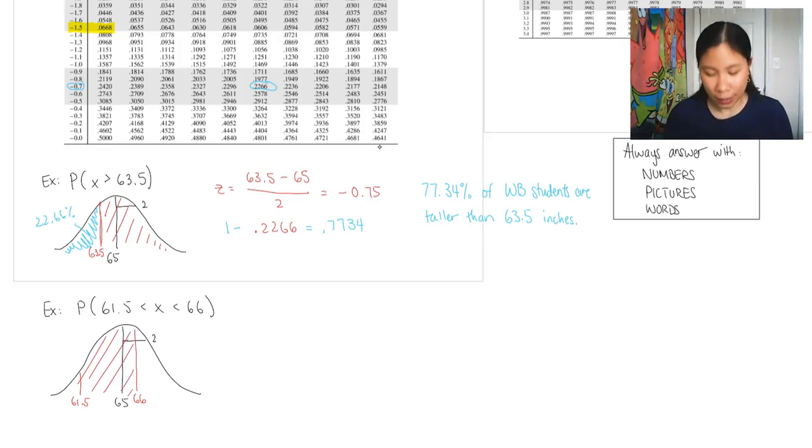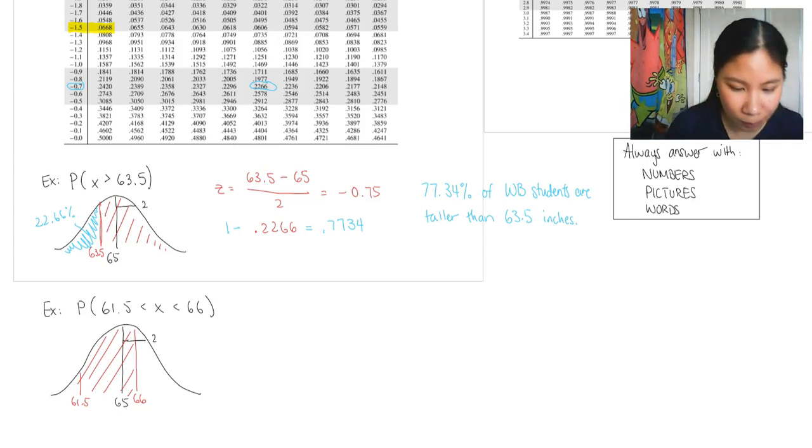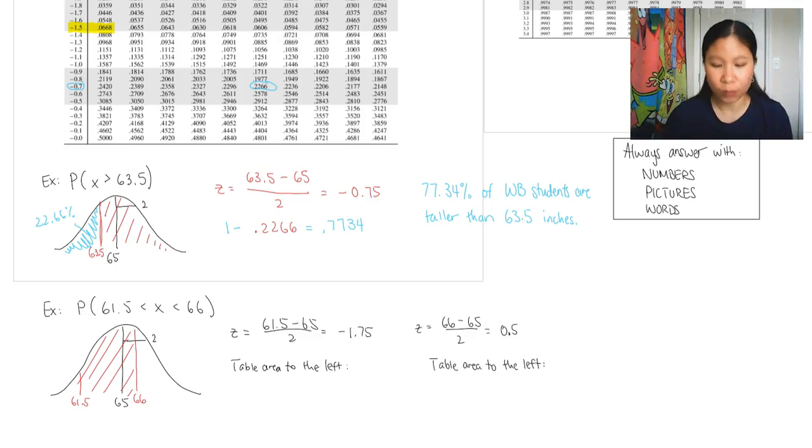So when we find this area, keep in mind, using our z-scores and our table only tells us areas to the left. So for whatever z-score the 61.5 is going to give me, I'm going to have to find another z-score for the 66 inches. So with these problems, since we have two numbers, find two z-scores. I found my two z-scores: for 61.5 it came out to a z-score of negative 1.75, and for 66 a z-score of 0.5.